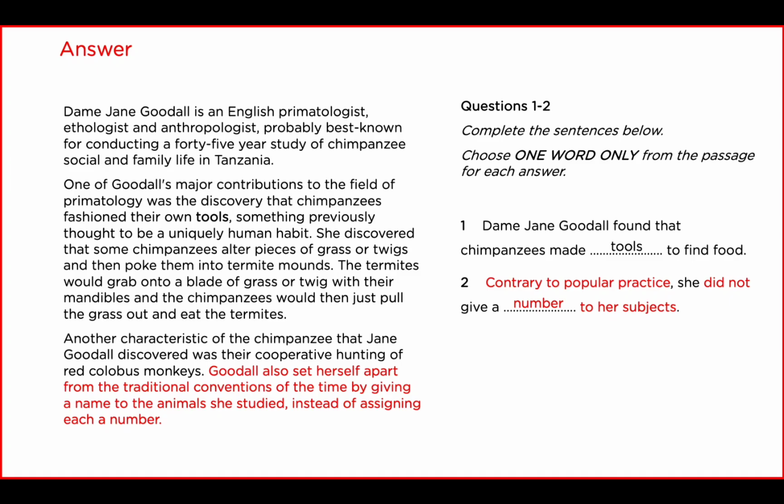So these are her subjects, the animals she studied, instead of assigning each a number. Okay, so she gave them a name rather than a number. Contrary to popular practice, she did not give a number to her subjects. Did you get that right? Now, go and do some practice with sentence completion questions.